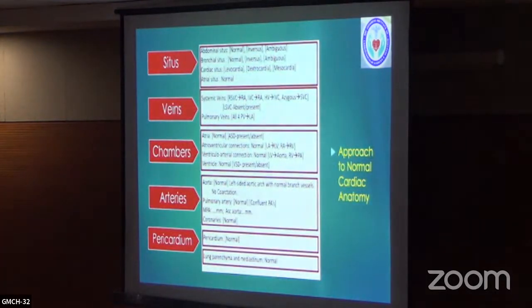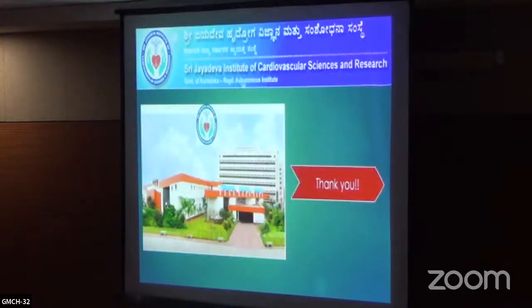So we come to my initial slide, the approach to normal cardiac anatomy. Just divide it into different segments. Assess the situs first. Look at the veins that drain into the heart, that includes both the vena cava as well as the pulmonary veins. Look at the chambers, each chamber specifically. Then look at the arteries that drain the heart, that is the aorta and the pulmonary arteries. Finish by looking at the pericardium. And do not forget to look at the lungs. That's very important. Okay, thank you. That's the end of my talk.